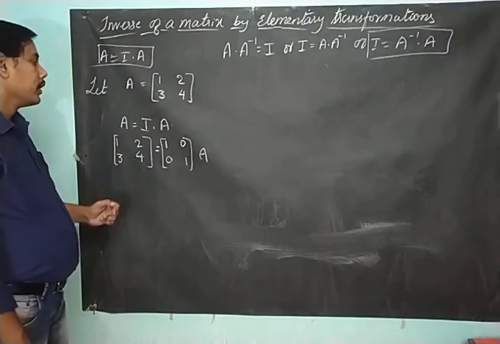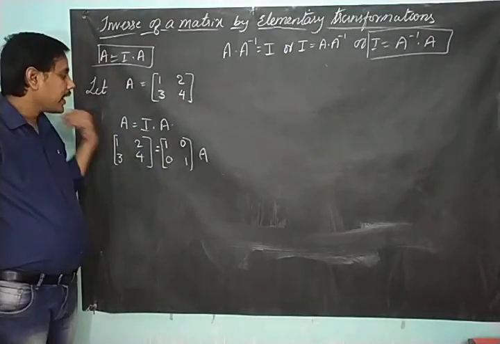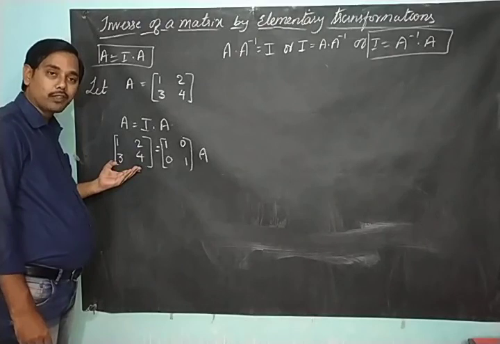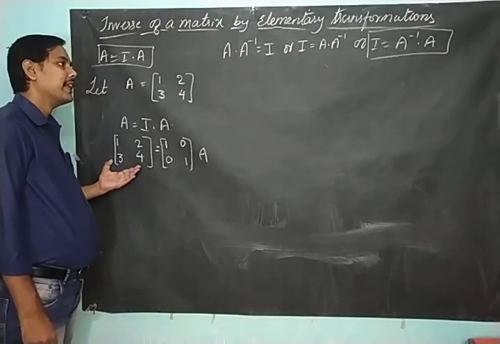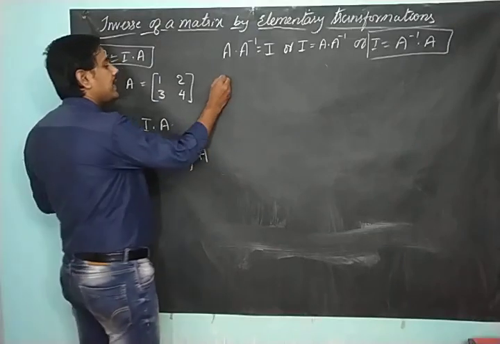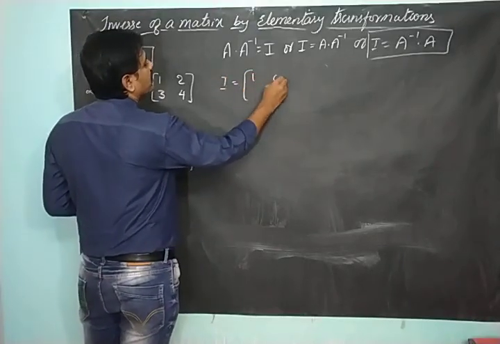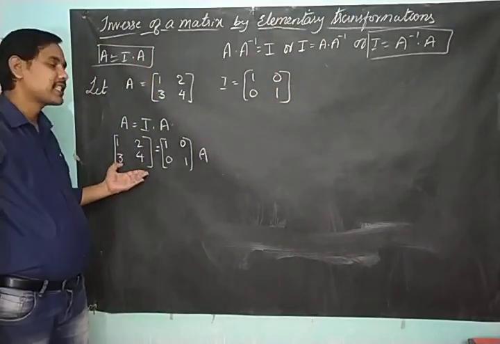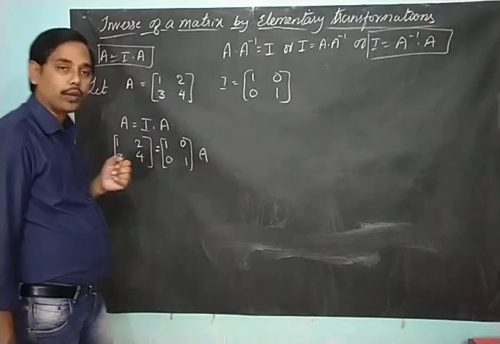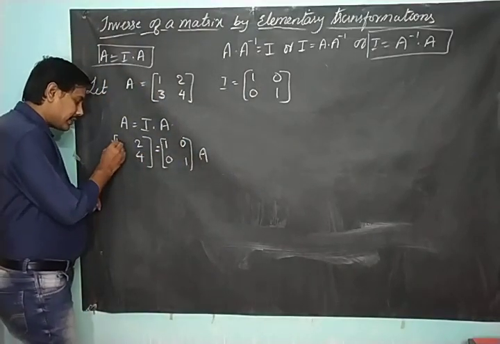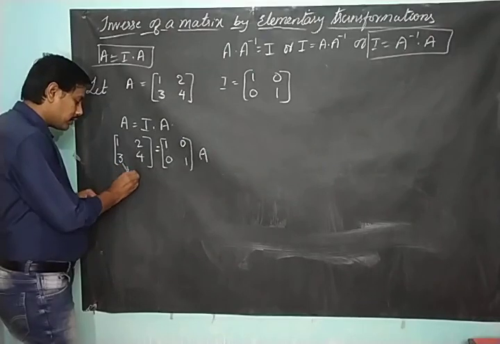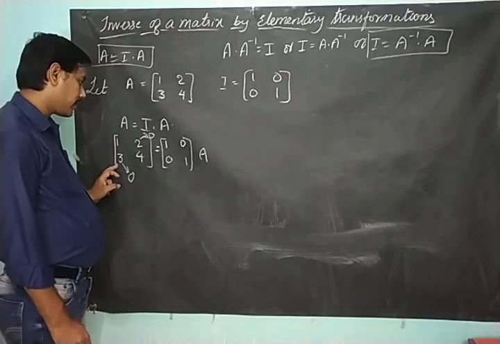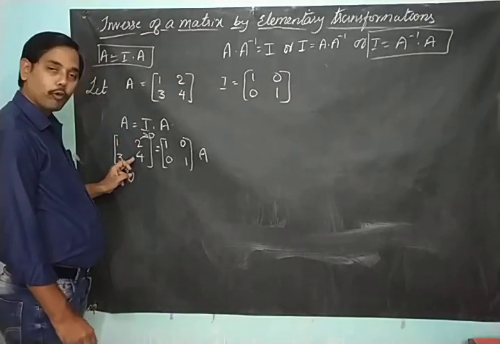So now, applying some transformations here, we should convert the LHS part into the identity matrix. What is I? [1, 0; 0, 1]. We should convert the LHS part as 1, 0, 0, 1. So what should be made? This 3 should be converted into 0. This 2 should be converted into 0. And here 4 should become 1.